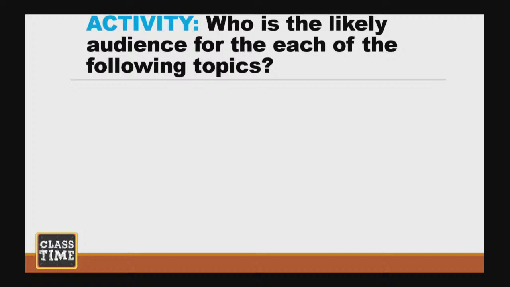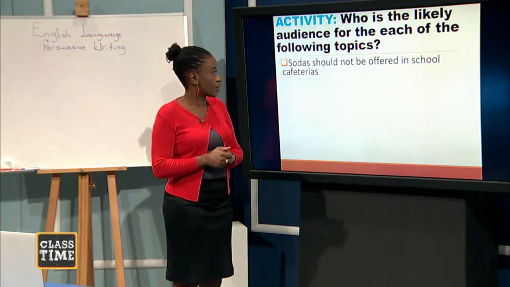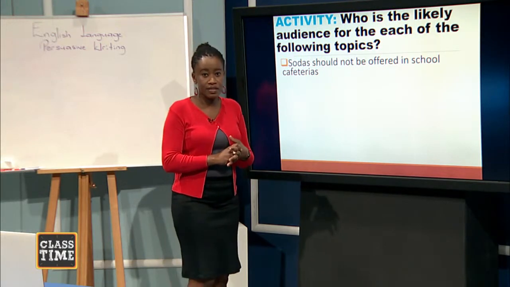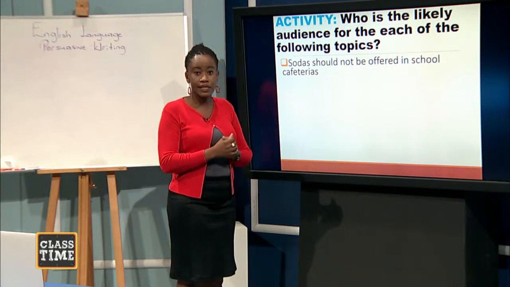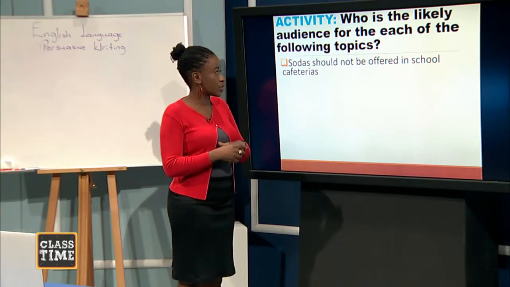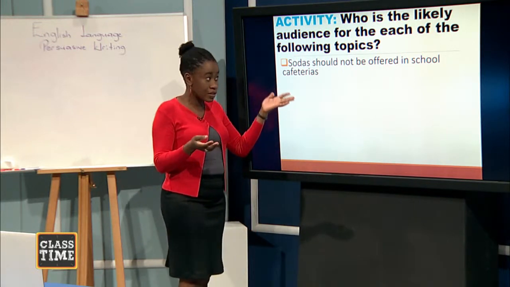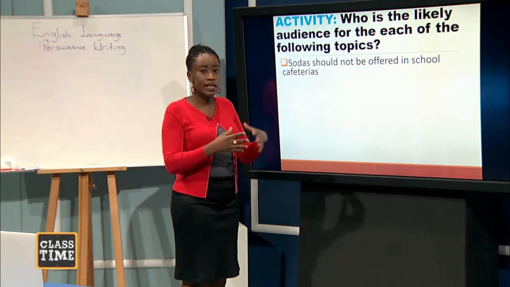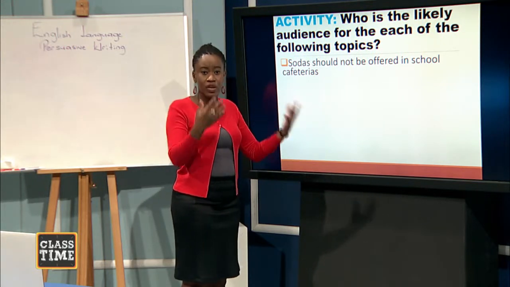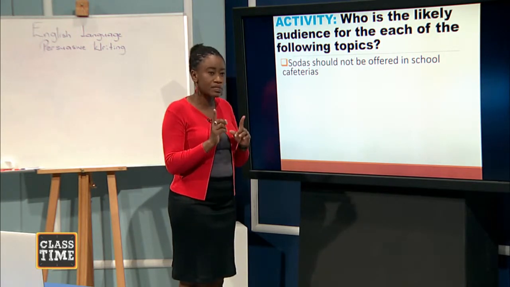All right, so I'm going to engage you in another activity. I'm going to give you topics, and you're going to tell me which audience these topics would more than likely be suitable for. All right, so the first one: soda should not be offered in school cafeterias. Who do you think you'd be speaking to if you were to write a speech or present some form of persuasive piece about this? Who would it be for? Soda should not be offered in school cafeterias. Yeah, maybe principals, persons who manage the cafeteria. Yes, do you think it would be for your friends? Not necessarily. This is something you want to take to people who are in charge of the cafeteria. So maybe the board of management of the school, principal, cafeteria manager. Very good. So you see that the audience has to be taken into consideration.